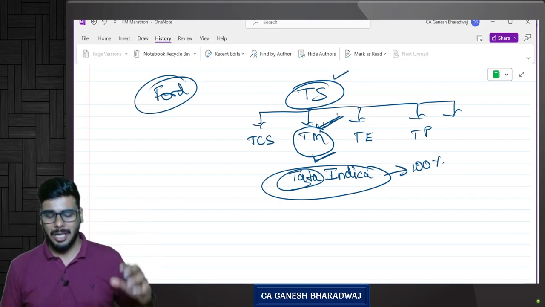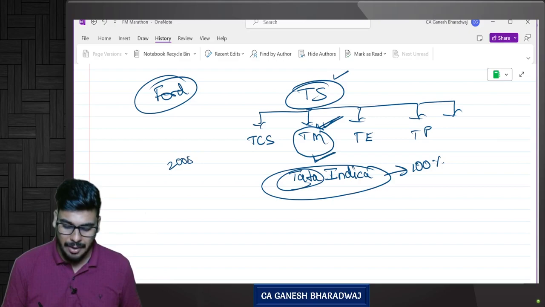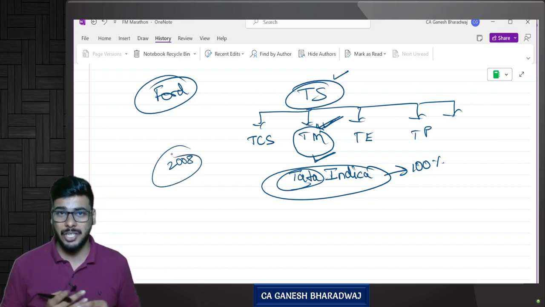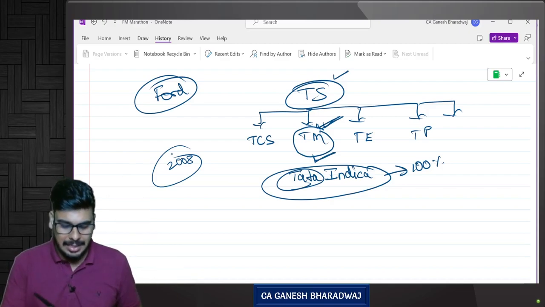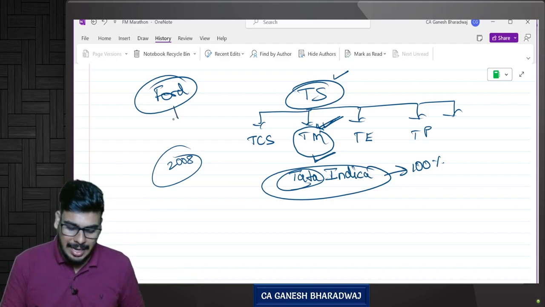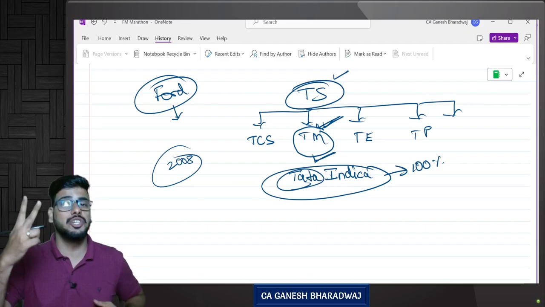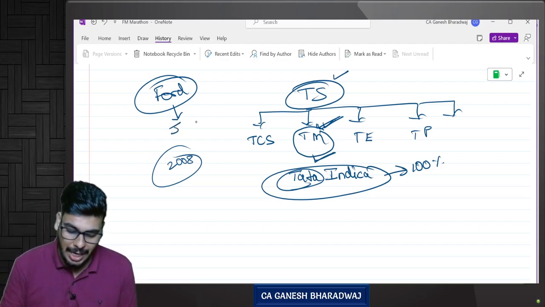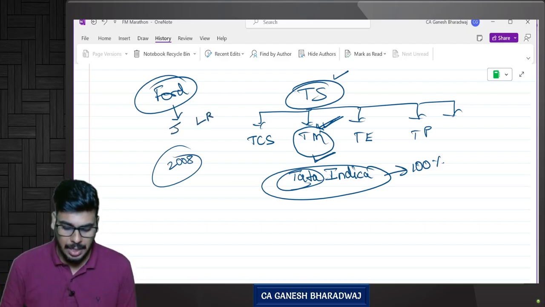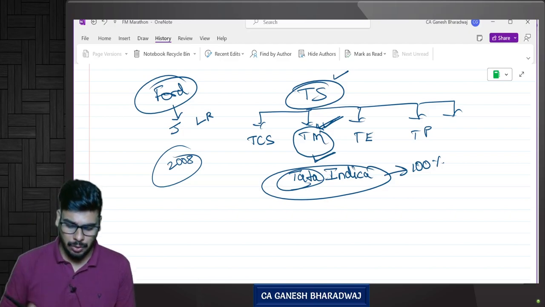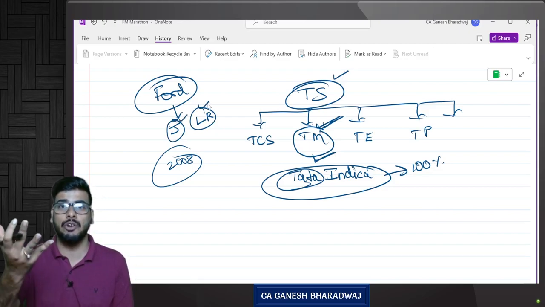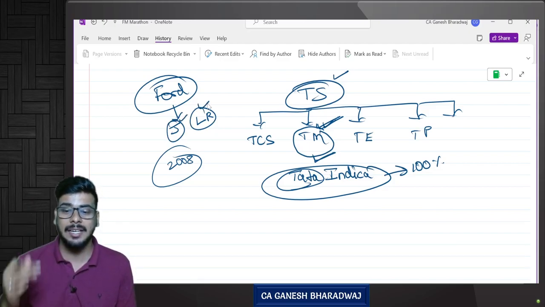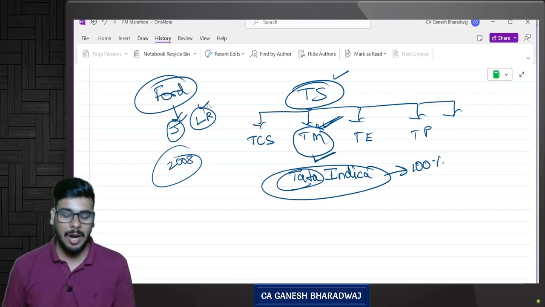And there came a time somewhere in the year 2008, when there was a great economic recession, a huge financial crisis. And in Europe, this company Ford was actually owning two companies called Jaguar and Land Rover, right? Now, during 2008, Ford was not able to manage these two companies, Jaguar and Land Rover, because of the recession that hit the entire country. And now, guess what happened?